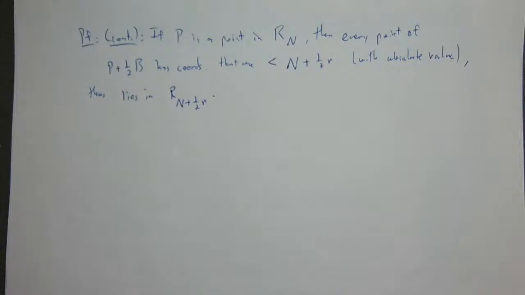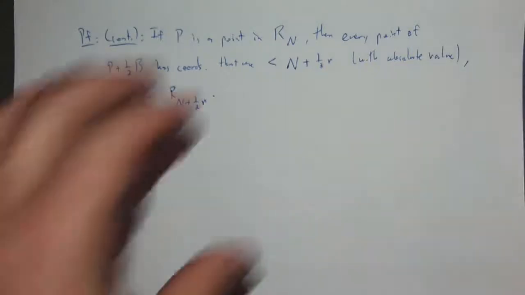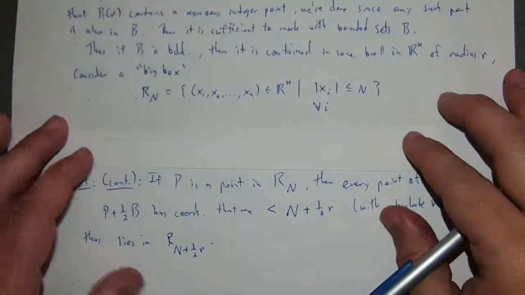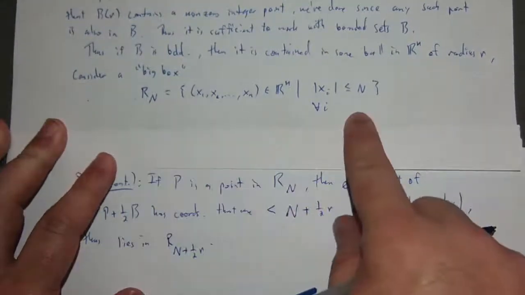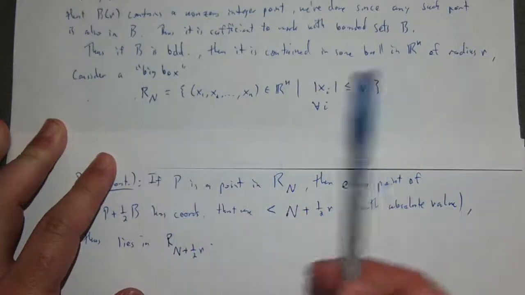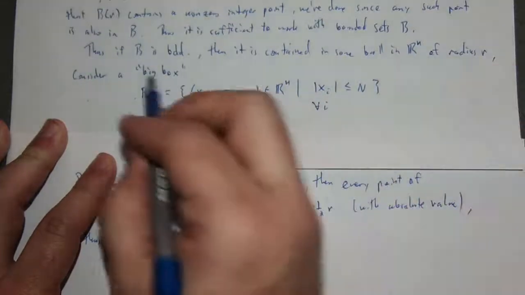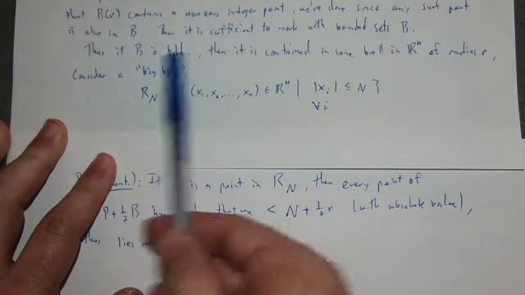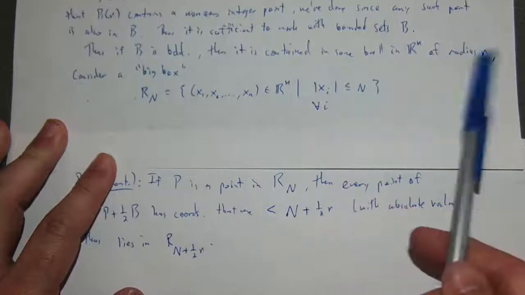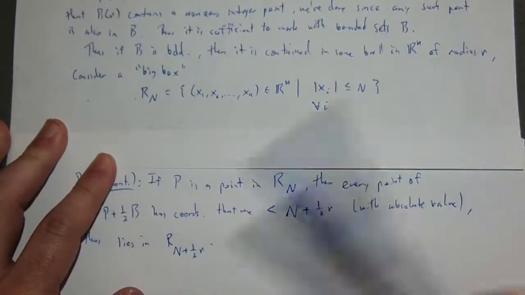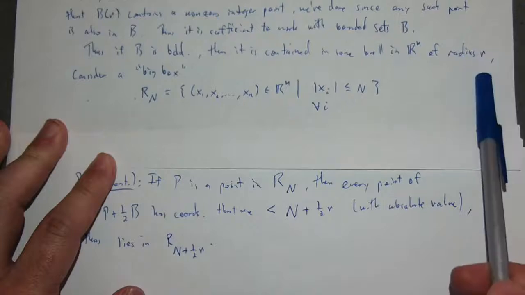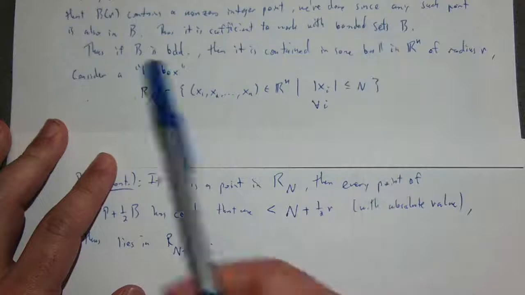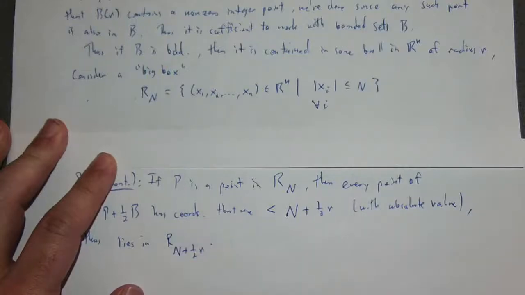So let me stop for a second and go back, try to explain what it is that's going on here. This big box is not related to this ball of radius r that we're bounding B with. If B is bounded, it's contained in some ball of radius r. So just consider that. This radius little r describes the radius of some ball that bounds our B.